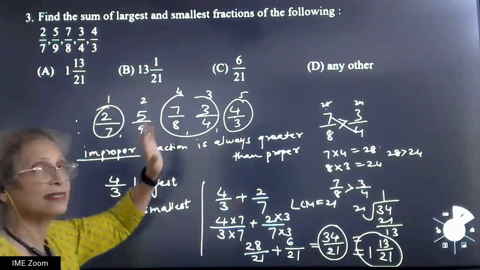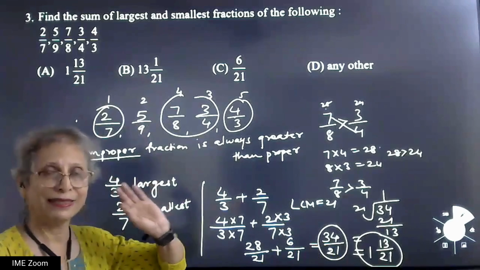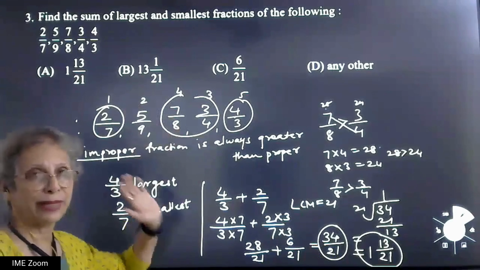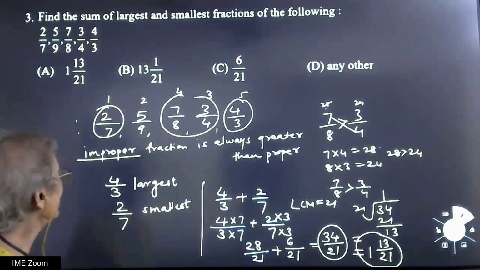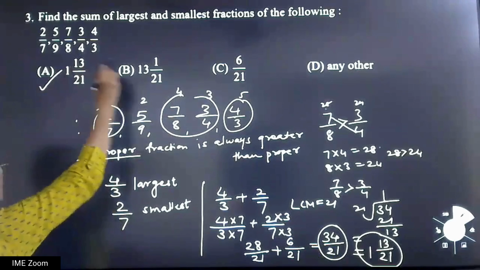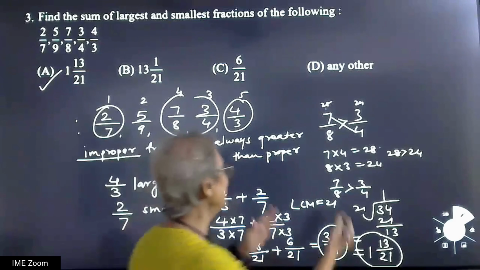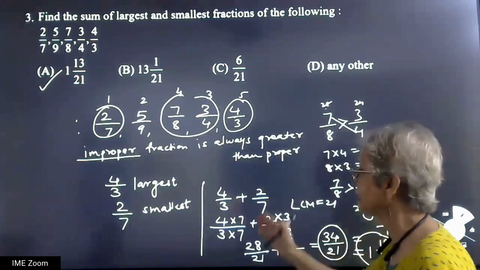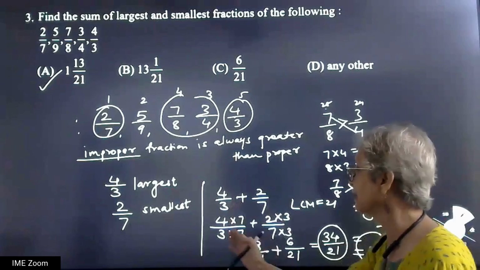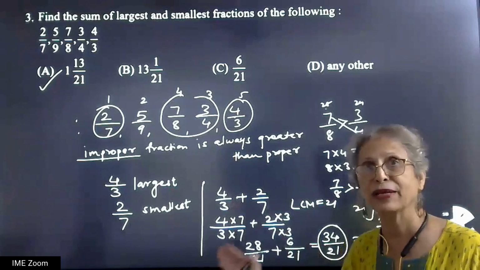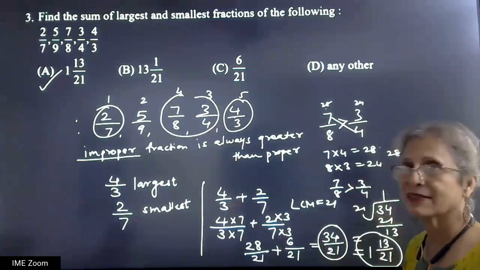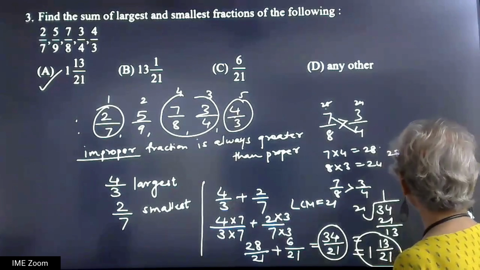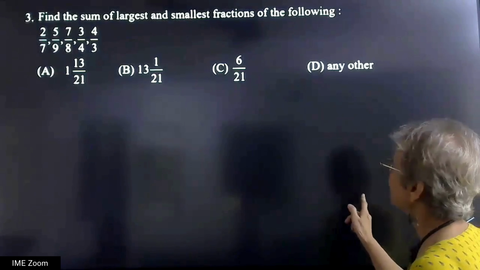Comparison of such fractions is really slightly difficult. So please do these sums carefully and practice more of this type of sums. Okay. So our answer is A. Everything we did here. Comparison we did, we found largest, smallest, then addition. For addition, we need to find their LCM, make denominators same, and then equivalent fractions. Okay. So let us move to next question.